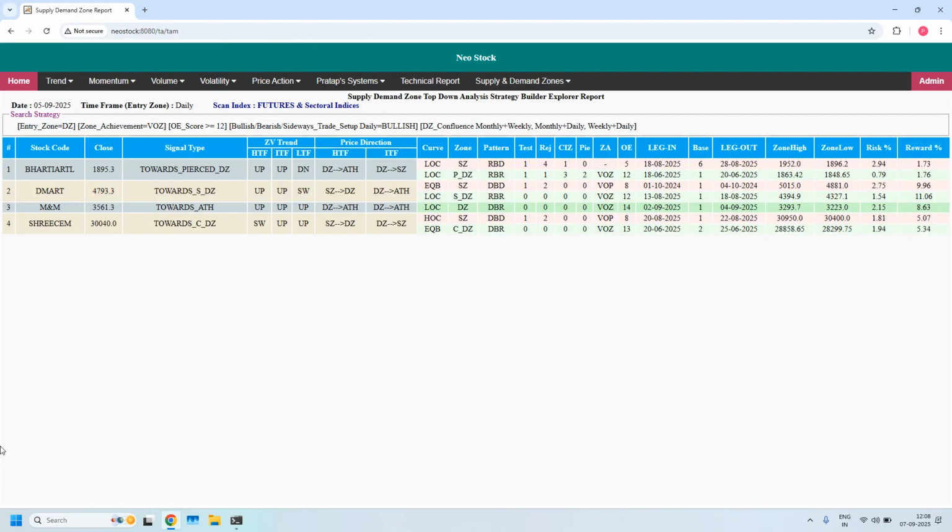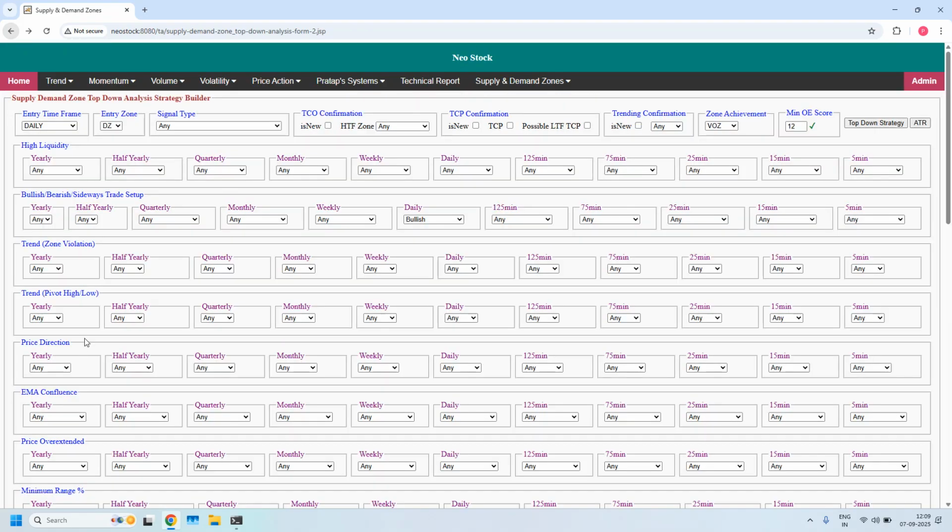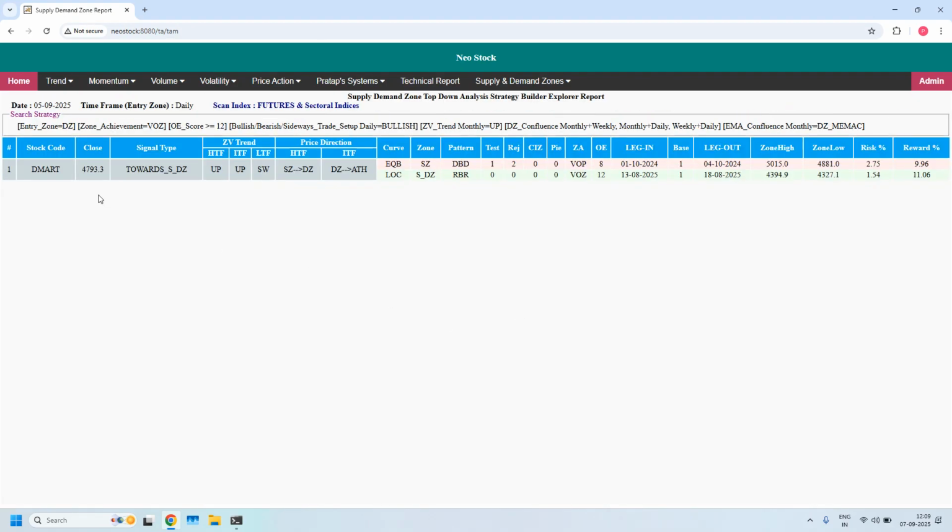we got 4 stocks. In these 4 stocks, these daily demand zones are overlapped with weekly demand zone, both together again overlapped with monthly demand zone. But monthly trend is uptrend in only 3 stocks. In these 3 stocks, let's verify. In any of the stocks, monthly demand zone having monthly EMA confluence. Monthly demand zone with monthly EMA. At the same time, trend on the monthly should not be sideways. It should be only uptrend because it is bullish trade setup. So one stock is filtered.